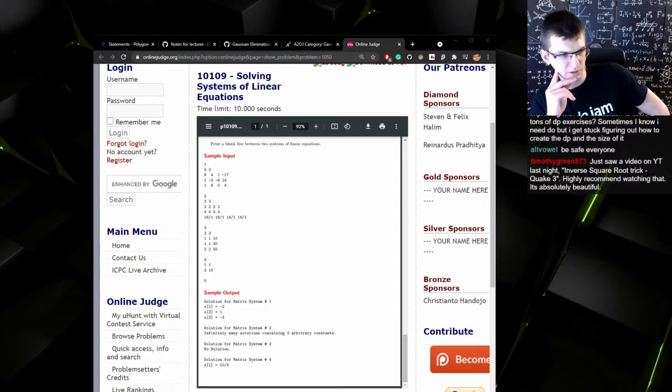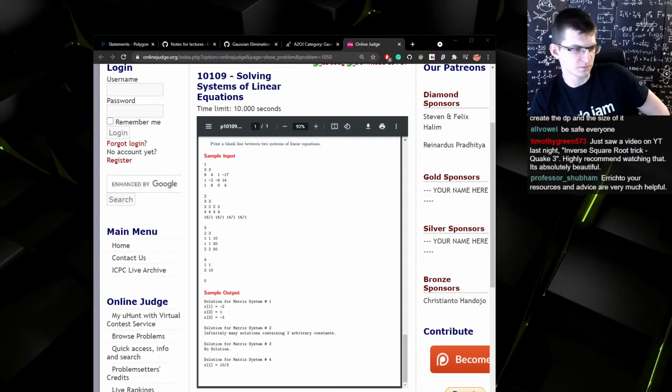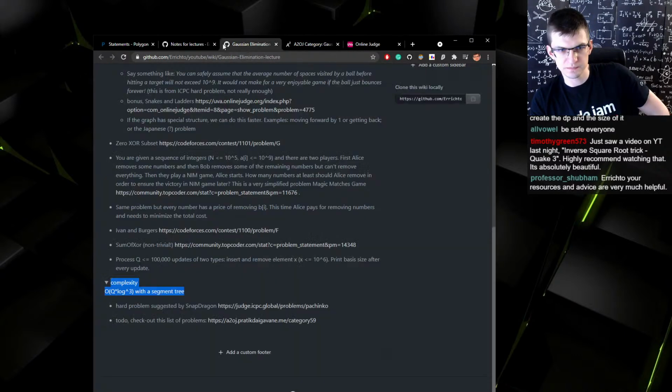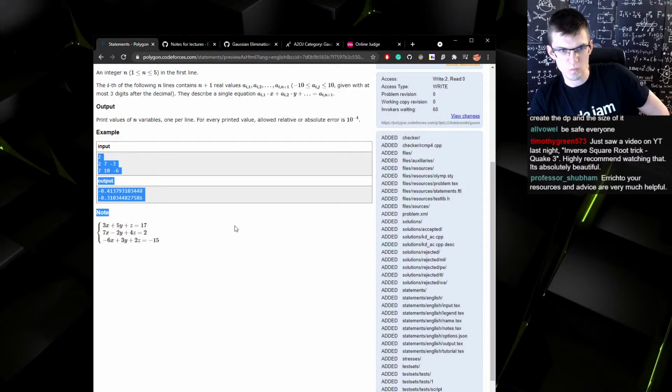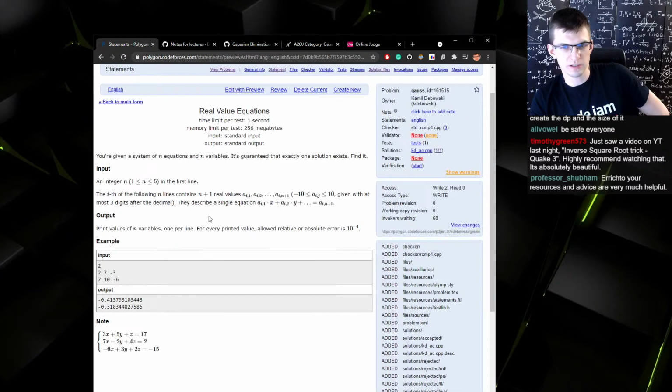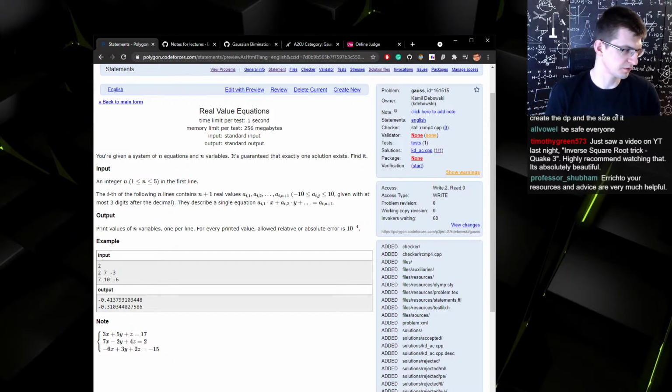Inverse square root trick, Quake 3. I watched it. It's cool. Right. What is a good example? Let's experiment with that.